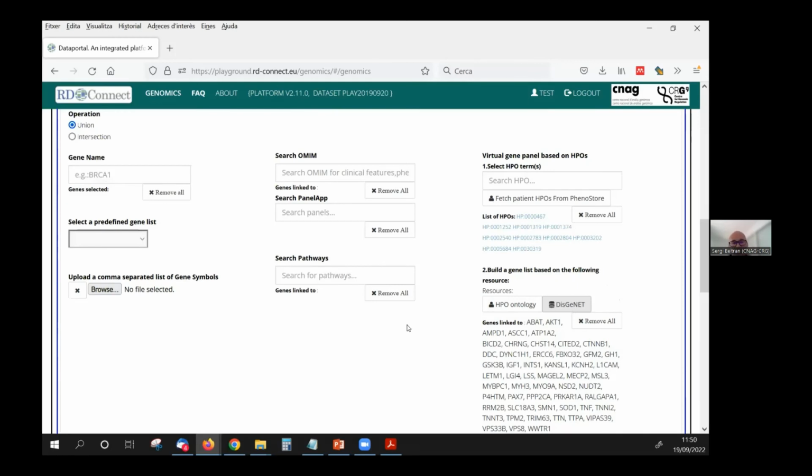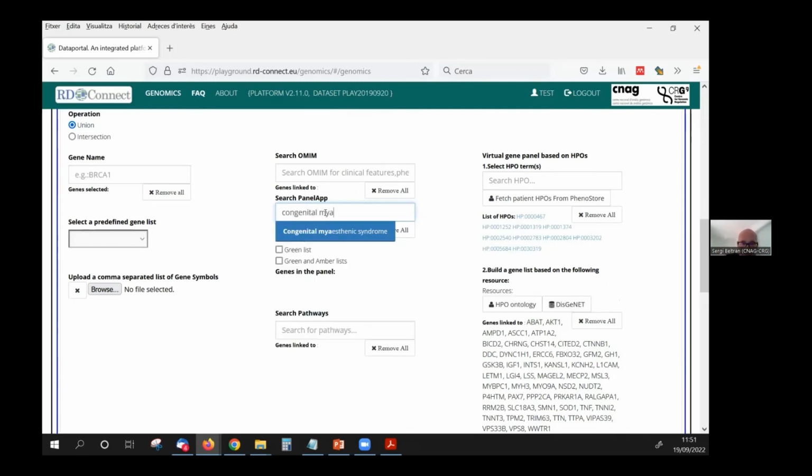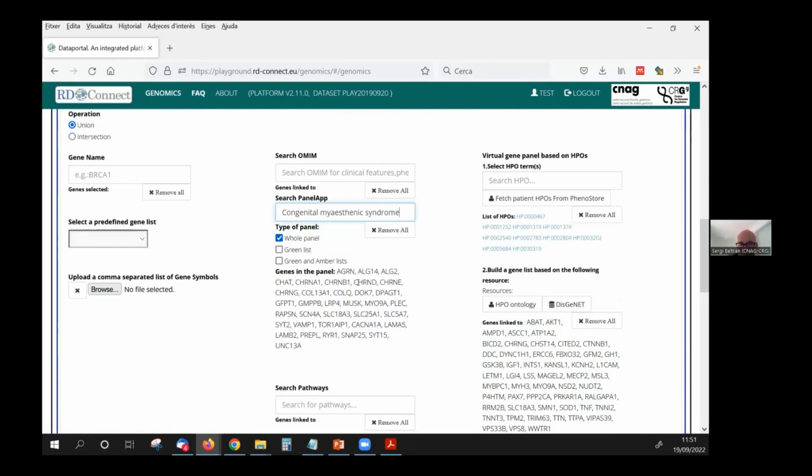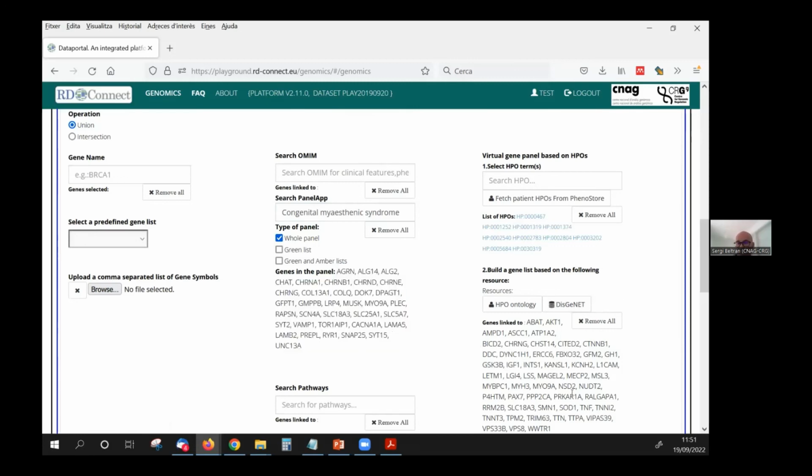And I'm also going to go and search in Genomics England PanelApp. Instead of looking at phenotypes, now I'm going to look at the disease, right? We know it's a congenital myasthenic syndrome. So I'm going to look at congenital myasthenic syndrome here in PanelApp. And I'm going to get also all the genes that, according to PanelApp, which is basically a reviewed system, are related to this syndrome. So now I have two lists of genes that I can use as a union to further filter my data.